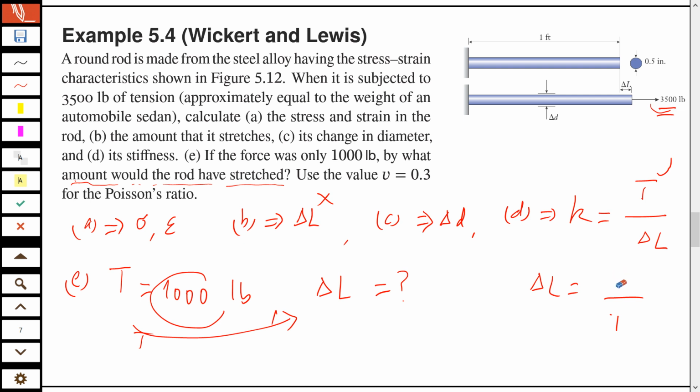T divided by K. Yes, so you just work it out like that. Okay? This is the strategy part: if you have worked out something, you should try to use that rather than reworking everything from scratch. Okay?